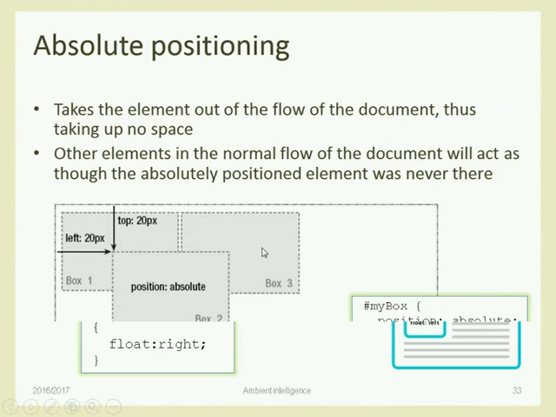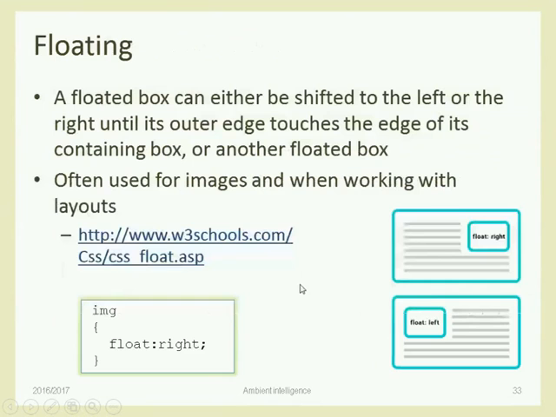And on top of this, there is another layout property which is called floating. Floating means putting an element to the extreme left or to the extreme right. Like you would like to see a picture on the side of an article, or the menu would always float left, and the content will run on the right of it, and so on.